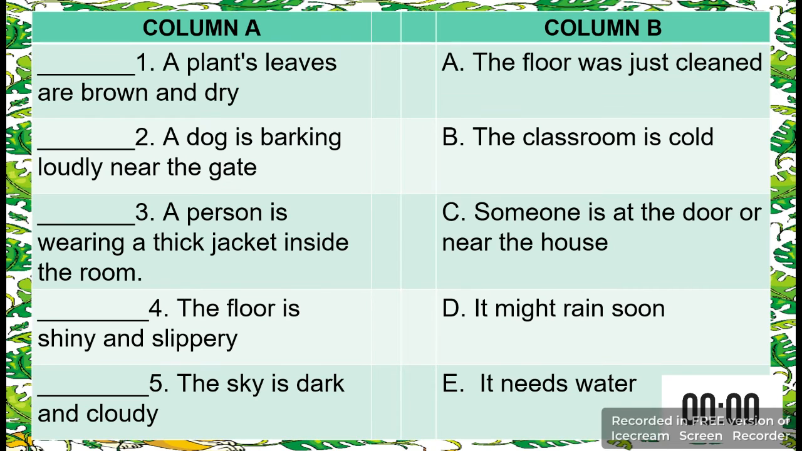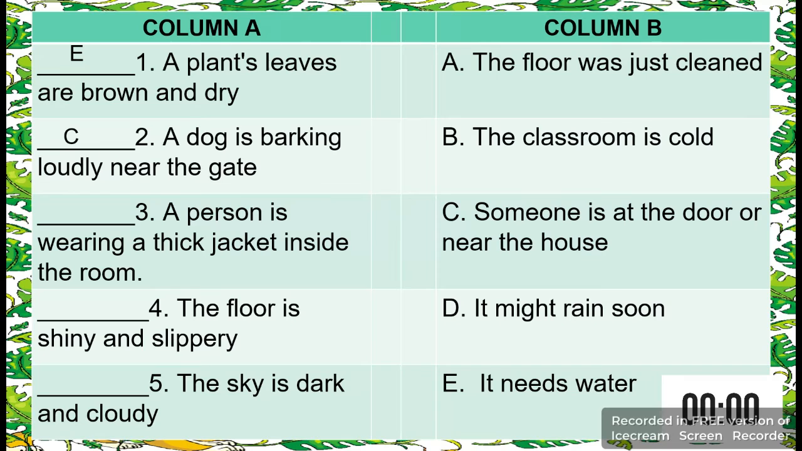Okay, let's answer your activity. Number 1, a plant's leaves are brown and dry. You think that letter E, it needs water. Number 2, a dog is barking loudly near the gate. You think that letter C, someone is at the door or near the house.